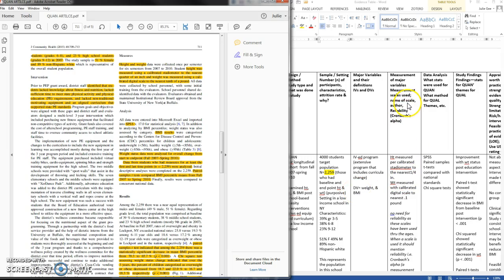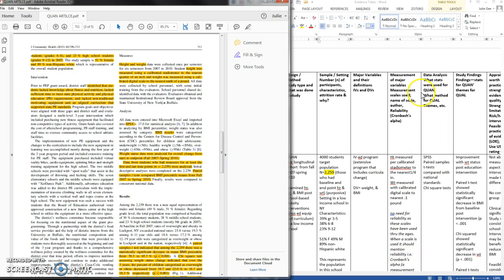Now, we're supposed to talk about the author and the name of a scale. Well, there is no author to the height and weight. And the reliability of these scales, it's been around forever, and they calibrated it, so you're not going to even talk about a Cronbach's alpha here, okay?